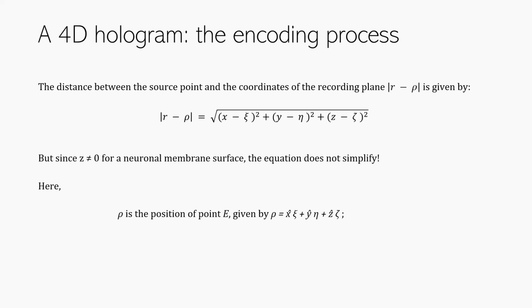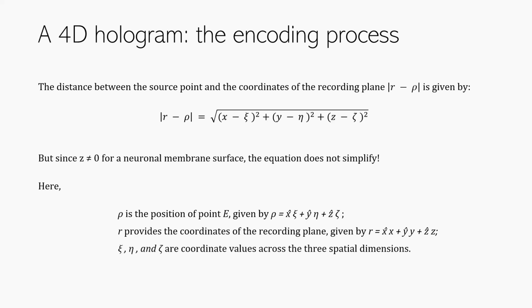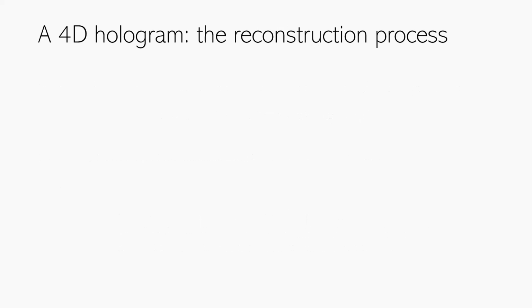Here, rho is the position of point E across 4 dimensions. R provides the coordinates of the recording plane across 3 dimensions. And chi, eta, and zeta are coordinate values across those 3 spatial dimensions. And now we can reconstruct the information that's provided by the sum of all these point sources, caused by the interference of complex waves impinging on the polymer membrane surface.